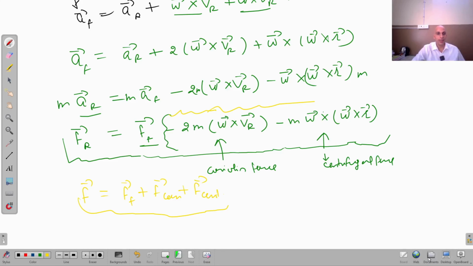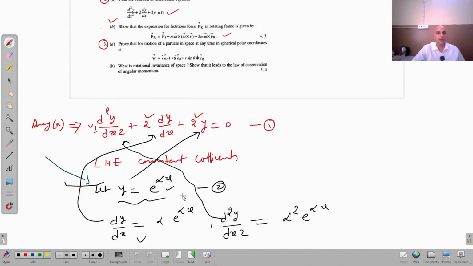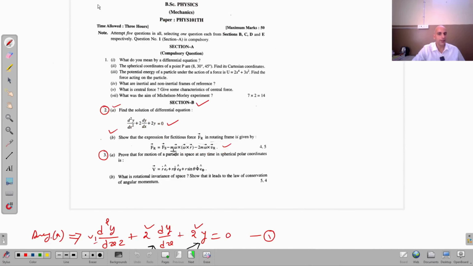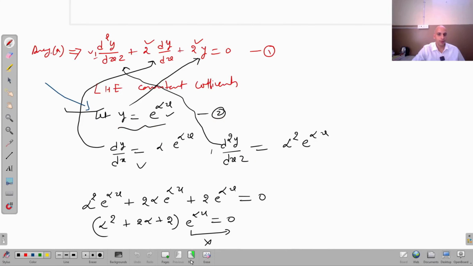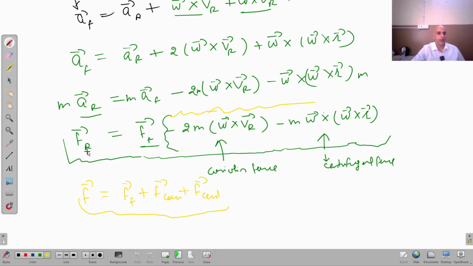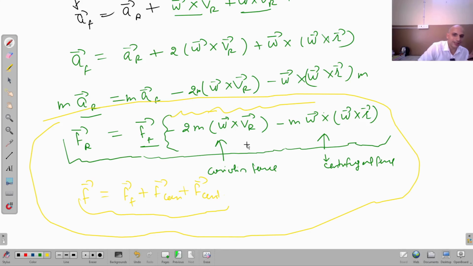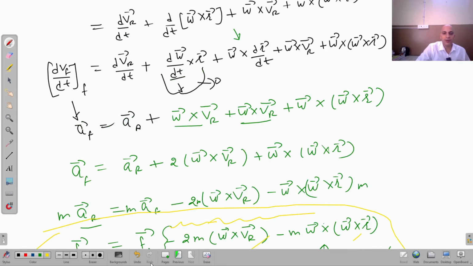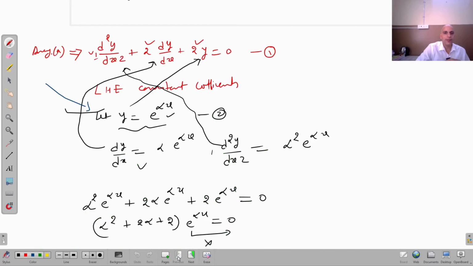I'm taking you back to that previous page. You can see here this was the expression: F rotating is equal to F stationary minus m omega cross R minus 2m omega cross Vr. So you can see here we have done the same thing. So this is the answer to this question. Even the examiner can ask you about the nature of these forces, that this is the Coriolis force and this is the centrifugal force, right? So this is all about this question that was asked here.